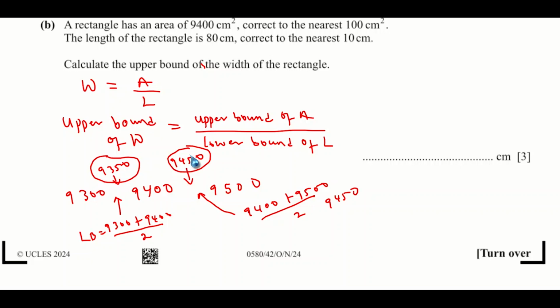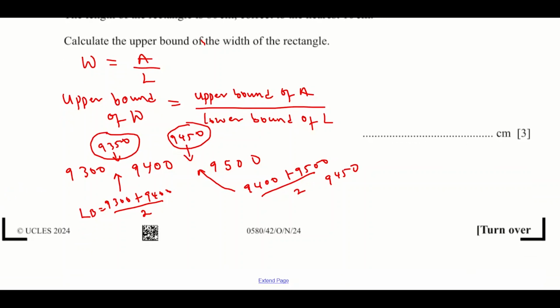So we can do the same thing for the length. The length is 80 centimeters, and we are counting in tens. So the next one will be 90, and the one before it will be 70. The lower bound will be the mid number here, which I can easily get. So this will be 75. This is the lower bound, and the upper bound will be 85.